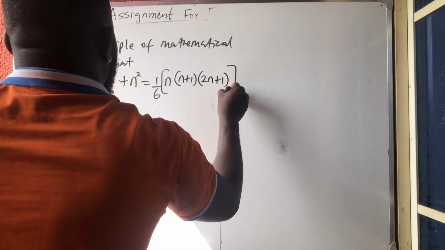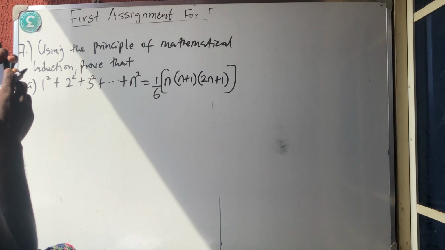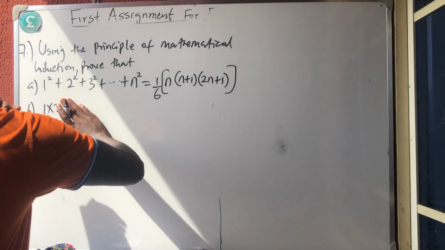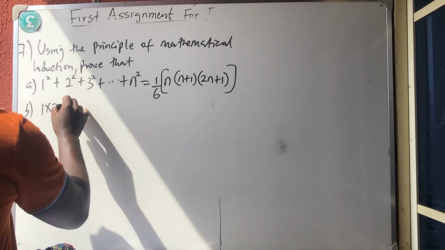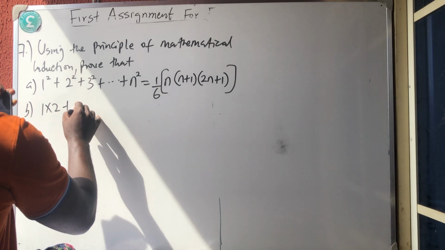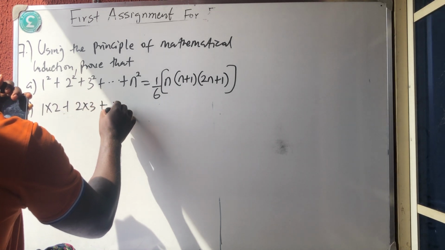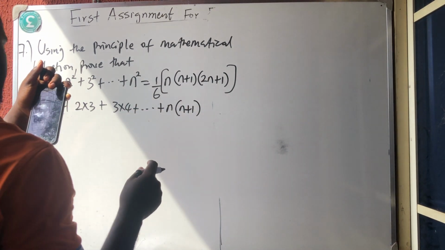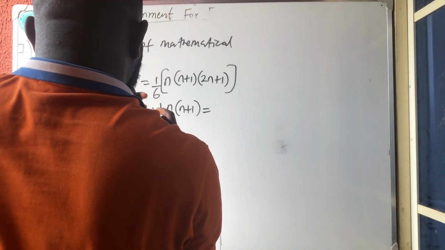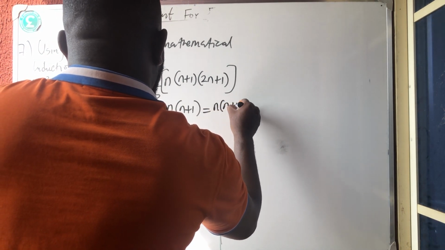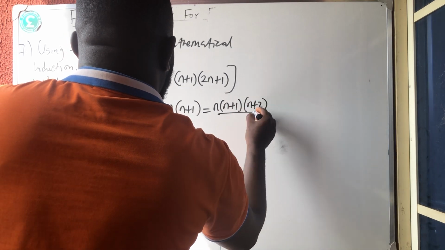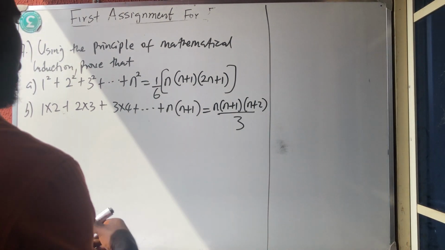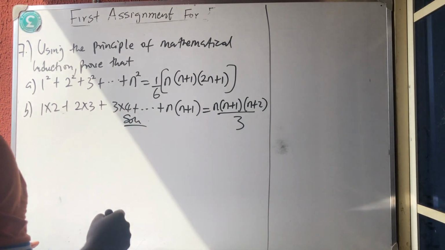Okay, then B question said that 1 times 2 plus 2 times 3 plus 3 times 4 plus ... plus n into n plus 1 is equal to n bracket n plus 1 bracket n plus 2, everything over 3. Now, to solve this thing is very, very simple. You can watch my video on principles of mathematical induction, but let us solve this.